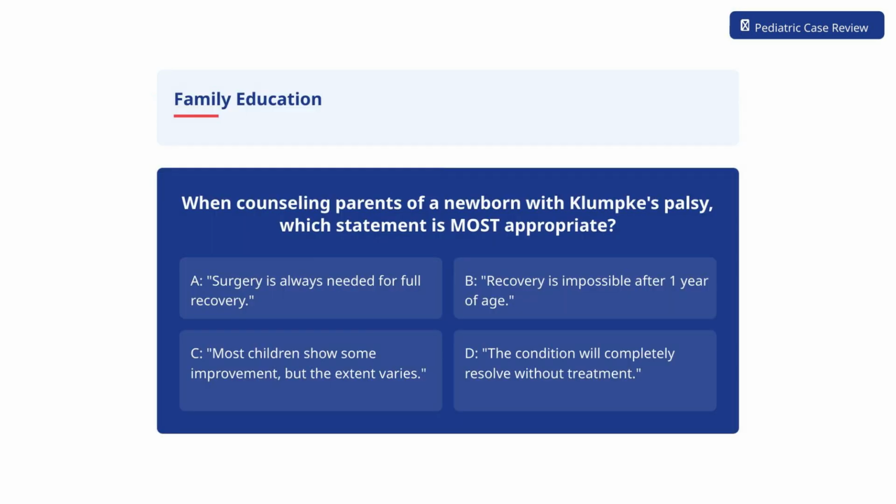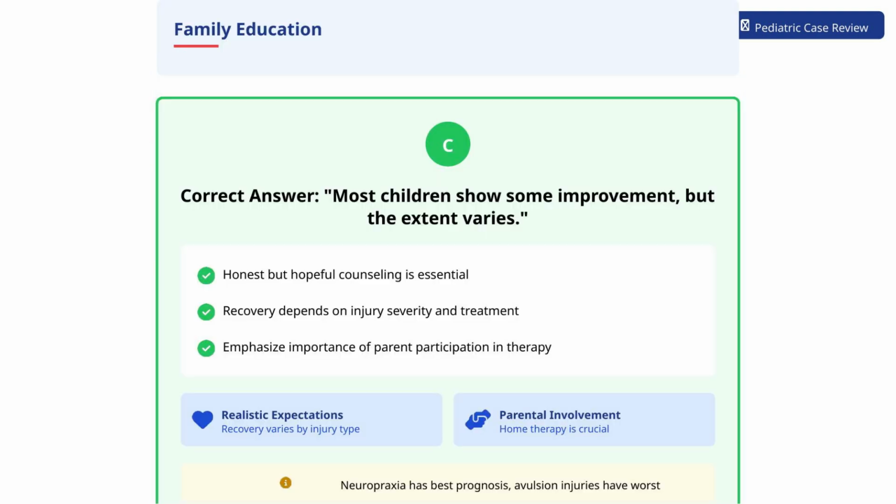When counseling parents of a newborn with Klumpke's palsy, which statement is most appropriate? A. Surgery is always needed for full recovery. B. Recovery is impossible after 1 year of age. C. Most children show some improvement, but the extent varies. D. The condition will completely resolve without treatment. The correct answer is C. Most children show some improvement, but the extent varies.